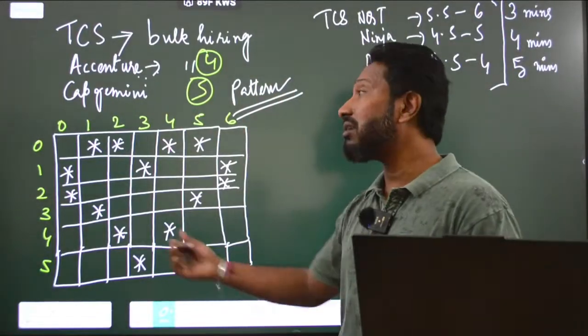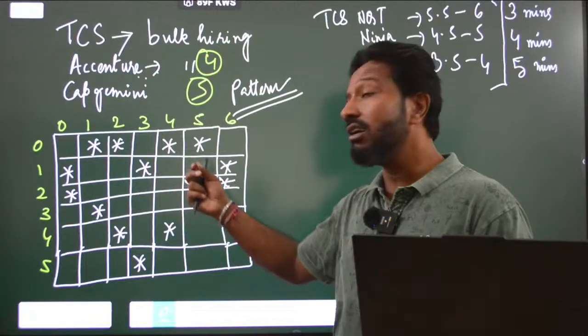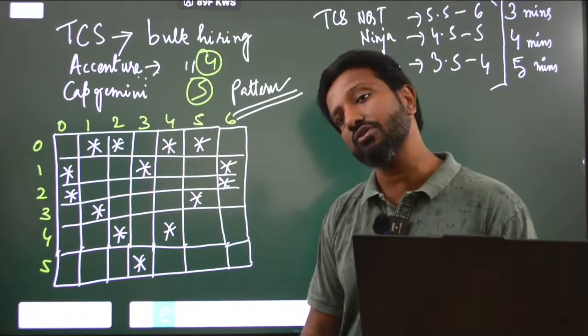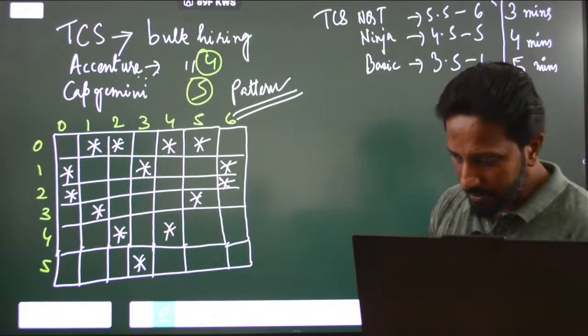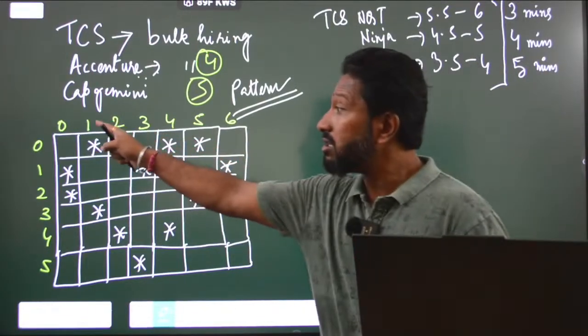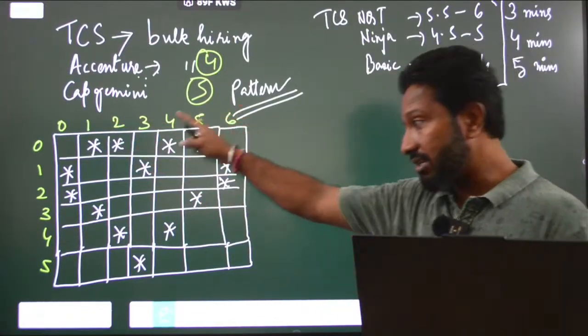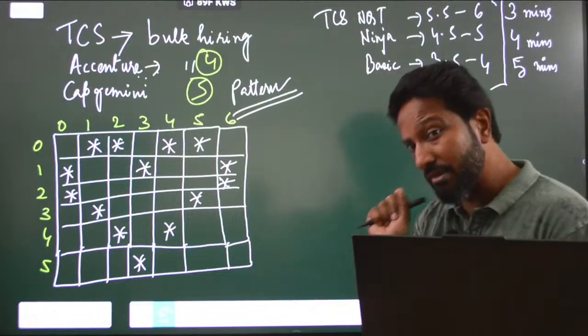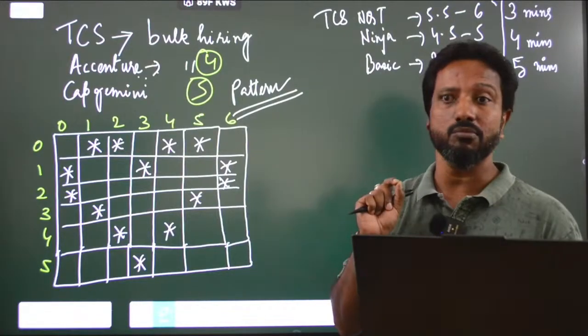Okay. And bulk hiring, this kind of timings are given to actually do the screening. Who has more command over the language or who has more logic building capacities. Based on that only they hire them. Okay. Fine. So how will you do this? I have 7 columns and 6 rows. Okay. Please remember this trick when you are trying to solve any pattern programs.